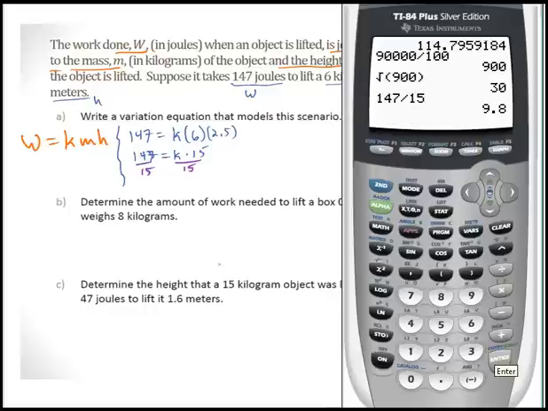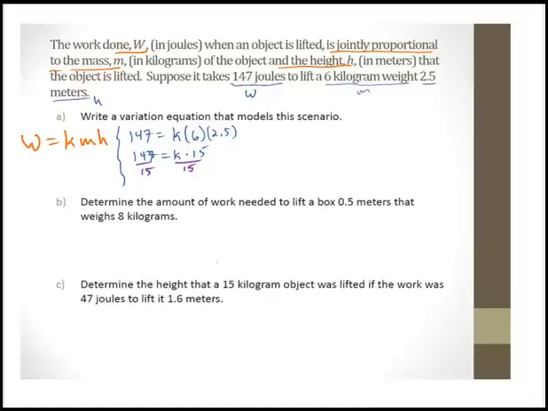Is 9.8. So then I can write my model: W equals 9.8 times the mass times the height.